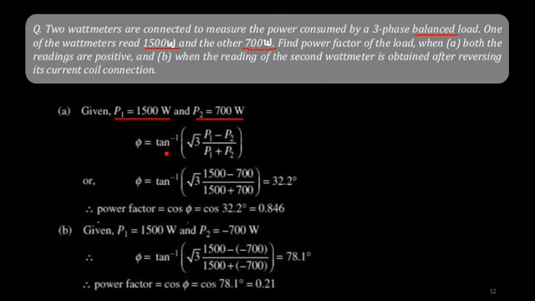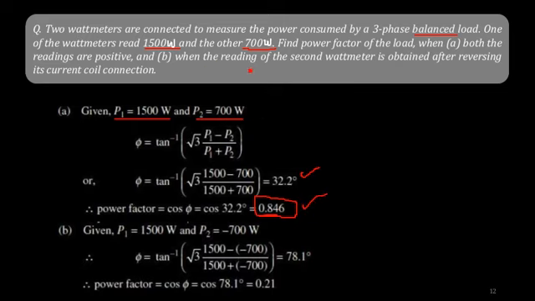So you can directly use the equation phi is equal to tan inverse of root 3 into (P1 minus P2), or (W1 minus W2), divided by (W1 plus W2). So when you substitute and simplify it, you will get phi equal to 32.2 degrees and your power factor will be cos phi, which will be equal to 0.846. Okay, so this is the power factor that you get.